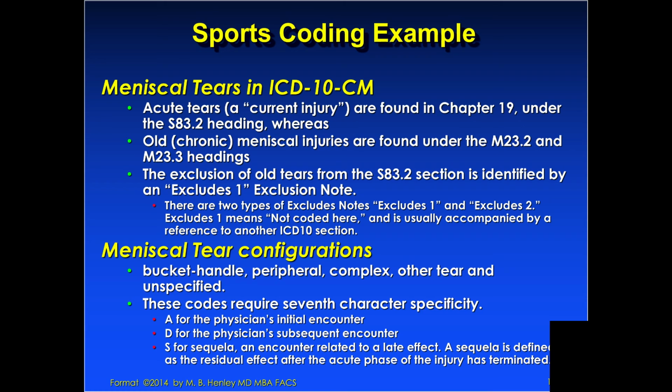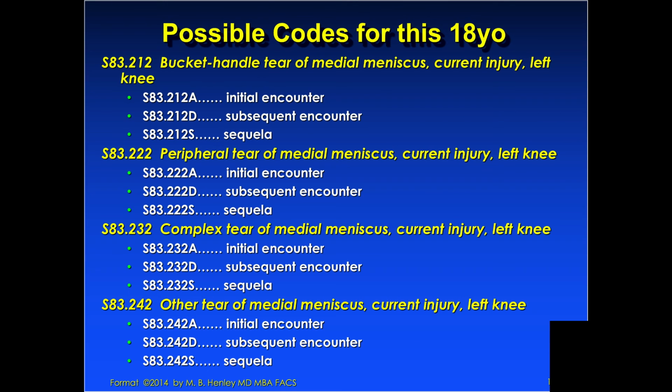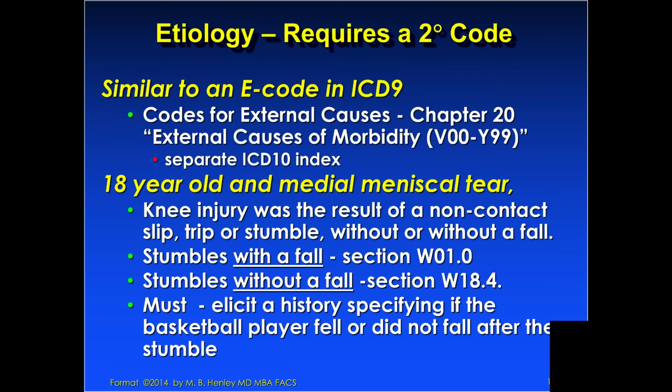There are some notes in there to show you what it includes and excludes, but chronic tears are excluded from the acute. The meniscal tear configurations are bucket handle, peripheral, complex, other tear, and unspecified, and these codes also require A, D, or S for the seventh character. So here are some tears of the medial meniscus, current injury, left knee. The first three are bucket handle, the next three are peripheral, the next three are complex, and the last three are other if it doesn't fit one of those. And then you have the three seventh characters, A, D, or S.